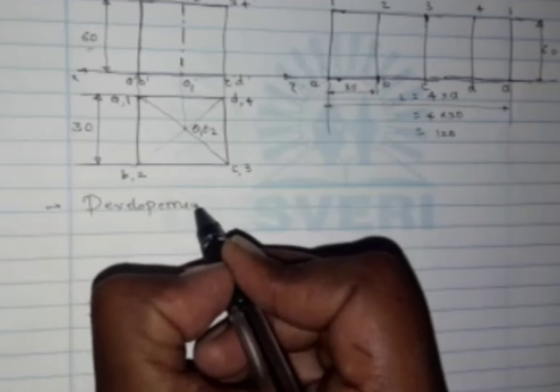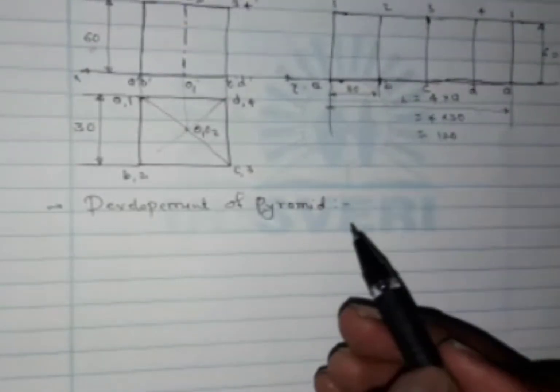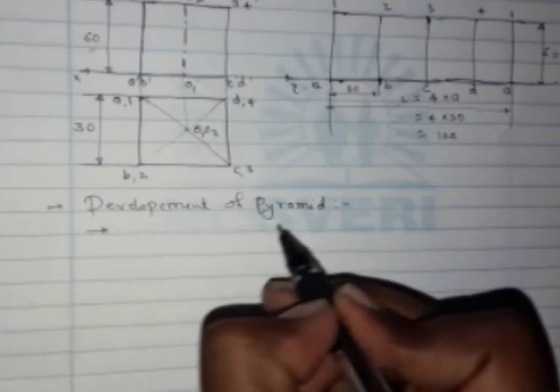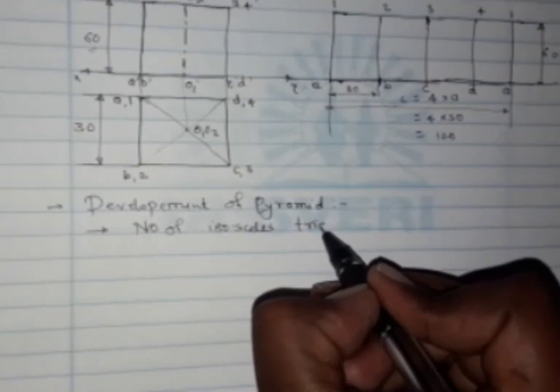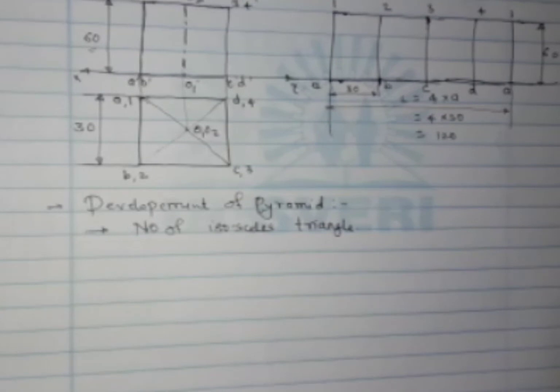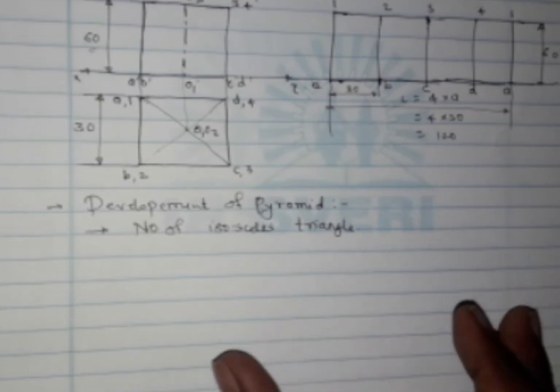So, development of pyramid. Likewise in the prism, we have seen that the development of the prism consists of a number of rectangles. In the same way, the development of the pyramid will consist of a number of isosceles triangles. Okay, so let us see how we will get this number of isosceles triangles, or how its development will be.